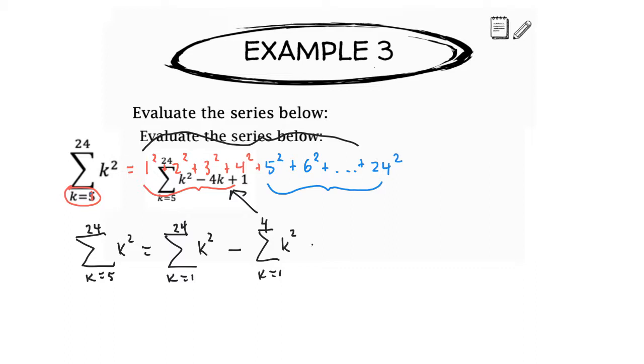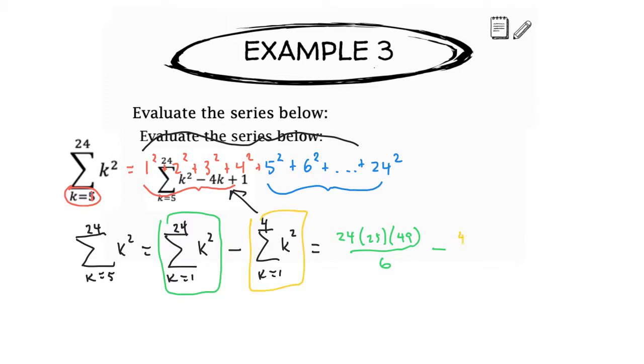And thus, the answer to this problem can be found by using a formula on this part. That would be 24 times 25, n times n plus 1, times 2n plus 1, that's 49, over 6. And then subtracting what you get when you use a formula on this part. And that would be 4, 4 is your n this time, times 5, times 2 times 4 plus 1 would give you a 9, all over 6. And when you work all that out, you get 4,807.